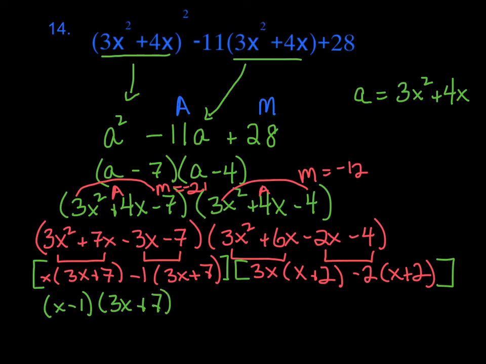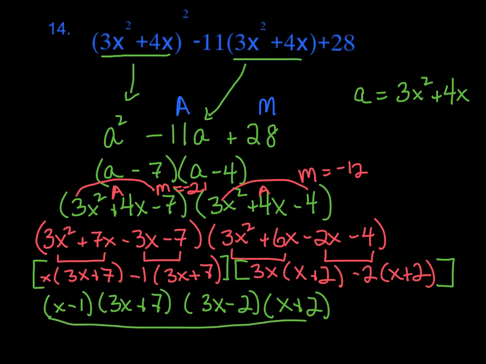Then over here on the right, I'm going to have 3x minus 2, and I'm going to have x plus 2. And voila! It is a product of 4 linear factors. Check it out. 1, 2, 3, 4. So this is your answer then, as the product of 4 linear factors.